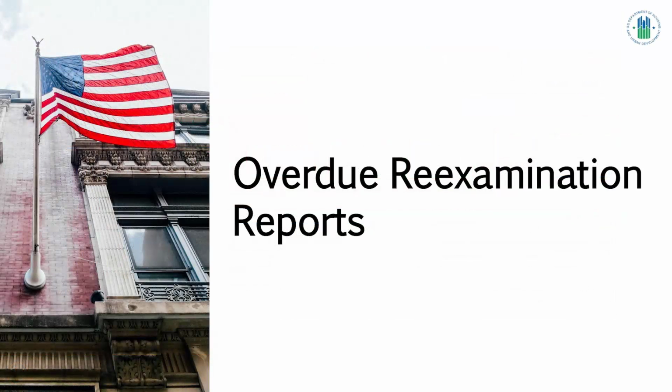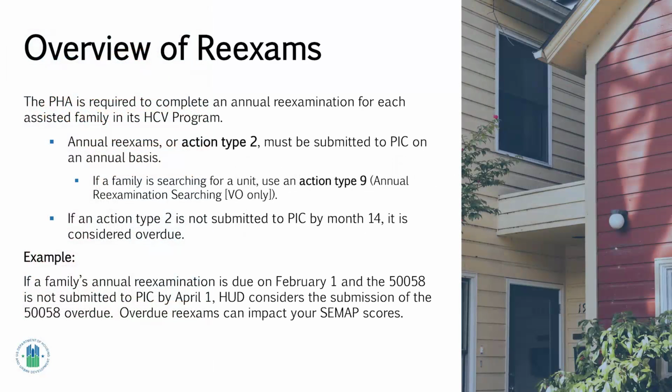Now that we have reviewed the fatal error reports in the PIC Error Dashboard, let's review the next set of reports, which relate to overdue reexaminations. For each assisted family, your PHA is required to complete an annual reexamination. Annual reexams, or Action Type 2, must be submitted to PIC on an annual basis. If an Action Type 2 is not submitted to PIC by month 14, it is considered overdue.